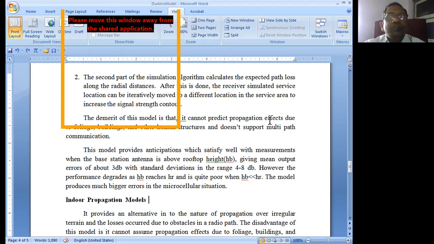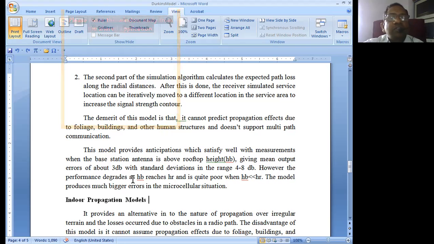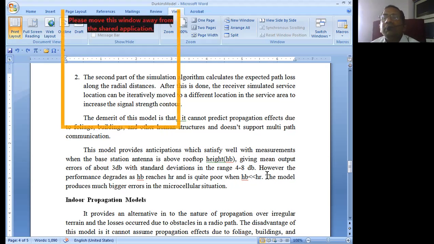So this is what we have for this, and this system is normally going to give mean output errors of about 3 dB with a standard deviation in the range of 4 to 8 dB. That means the gain value is going to vary between 4 to 8 dB. The standard deviation means the amount of deviation of the gain with respect to the reference value is going to be around 4 to 8 dB, and it is normally going to produce errors up to 3 dB.